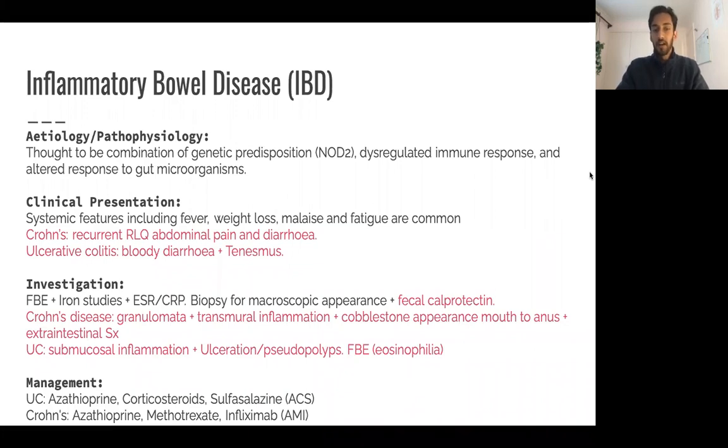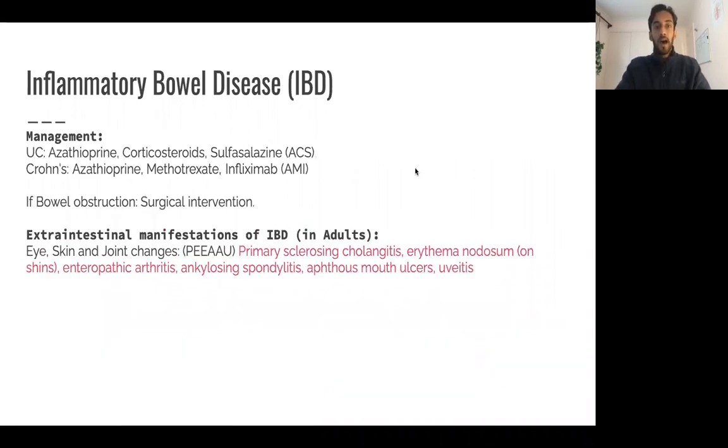So for ulcerative colitis, ACS: azathioprine, corticosteroid, sulfasalazine; Crohn's: azathioprine, methotrexate, infliximab. So yes, sorry, I've just copied and pasted management twice, but if there's a bowel obstruction, do surgical intervention.